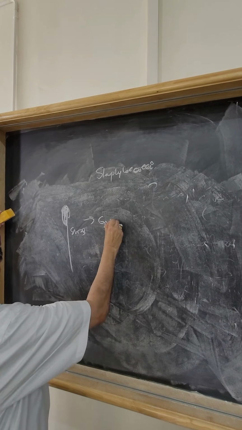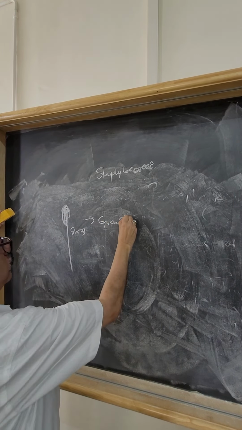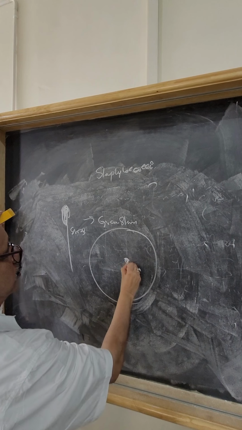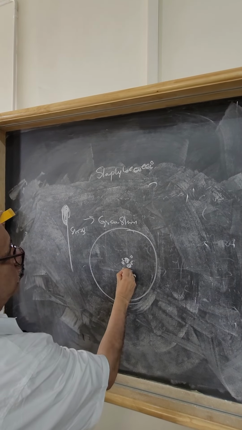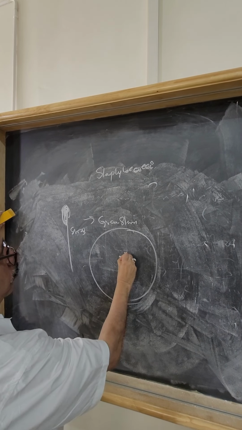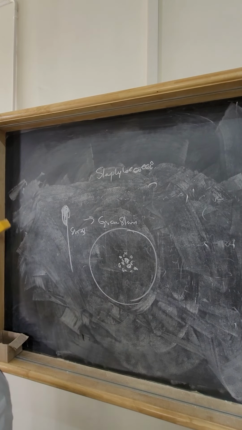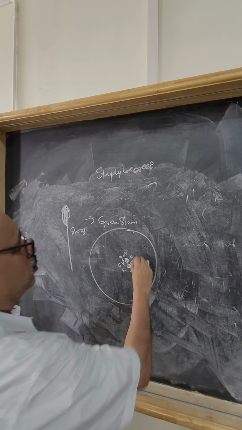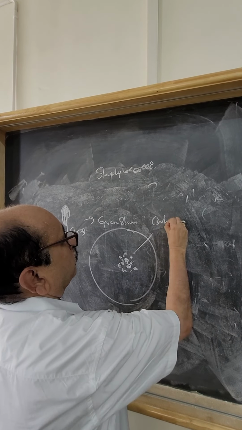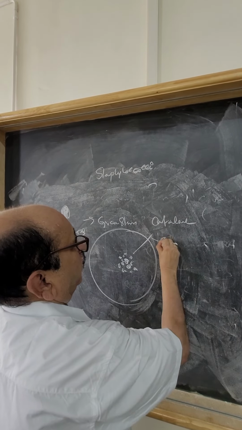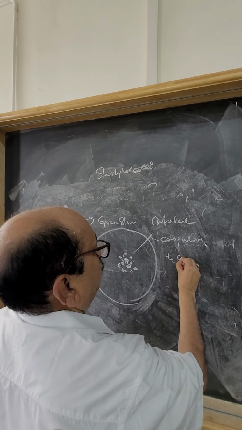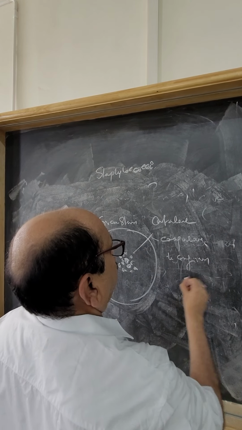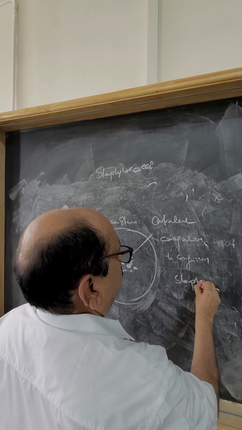Do Gram stain. On Gram stain, you see plenty of pus cells and gram-positive cocci arranged in clusters. Okay. Now, then you do catalase and coagulase to confirm this staph.